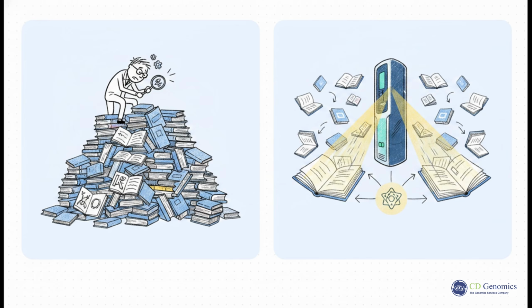But next-generation sequencing, or NGS, completely flipped the script. It's a real game changer. It provides an unprecedented, high-resolution snapshot, letting researchers read millions of those books simultaneously. That high-throughput capacity generates enormous data, allowing us to track dynamic changes across the entire cell population.